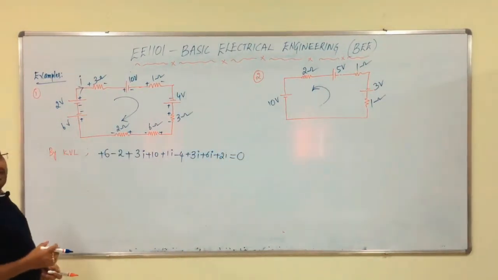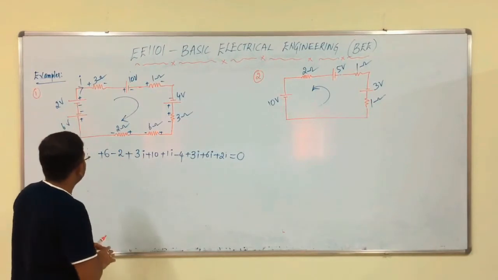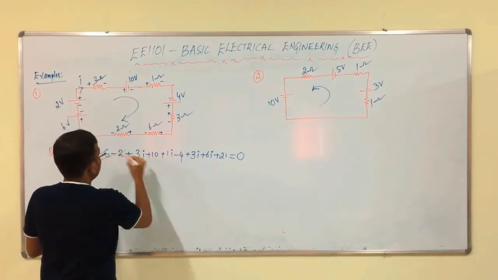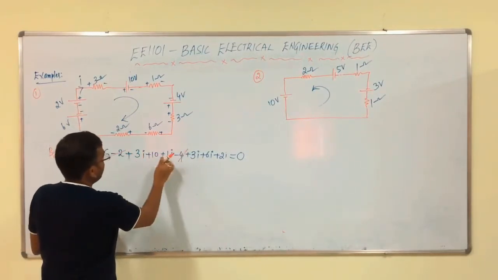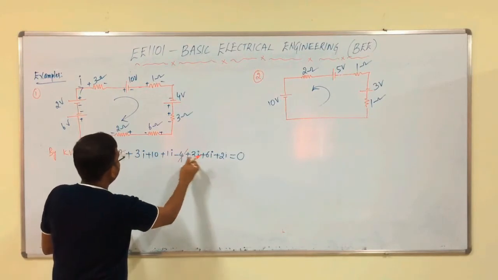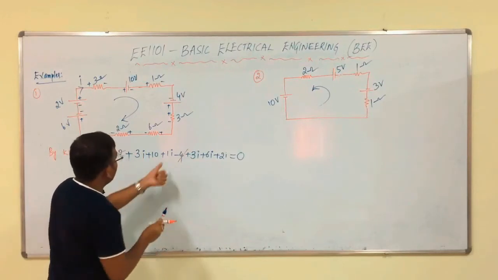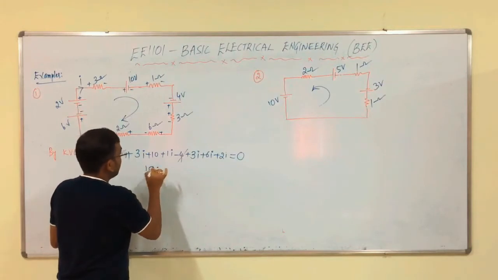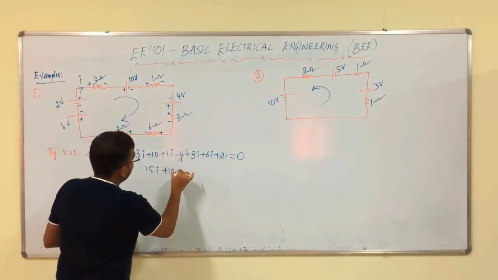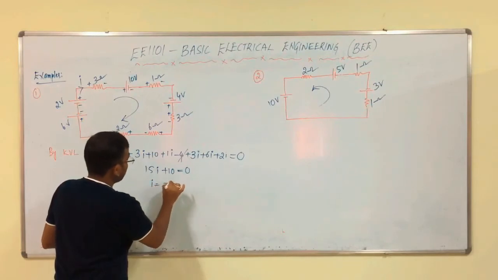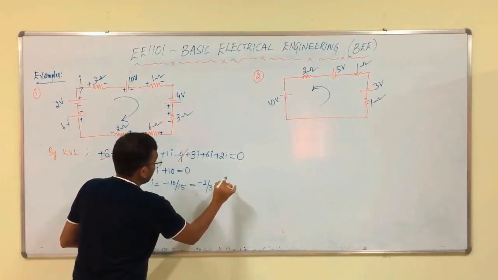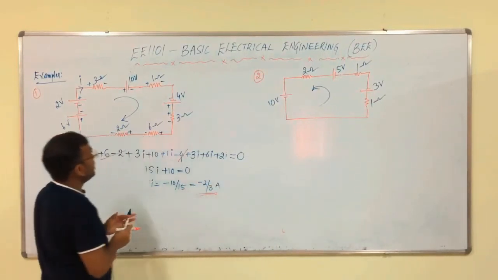This is the KVL equation in this circuit. From this, plus 4 and minus 4, this combination cancels. So 3I, 4I, 7I, 13I, 2I, that is 15I plus 10 is equal to 0. From this, I is equal to what? Minus 10 by 15, which is equal to minus 2 by 3 amps. So this is the value of current in the circuit.